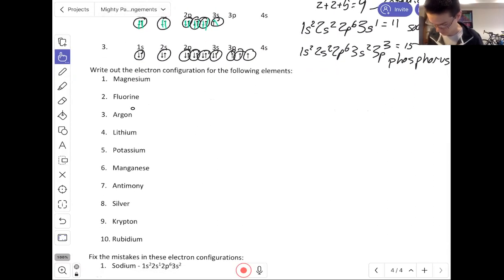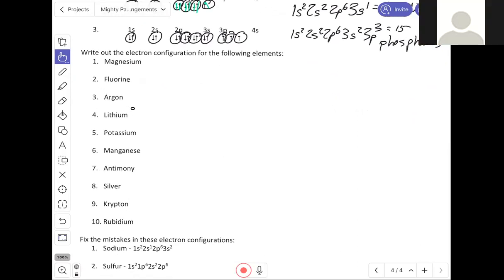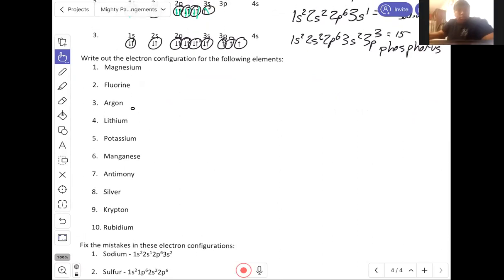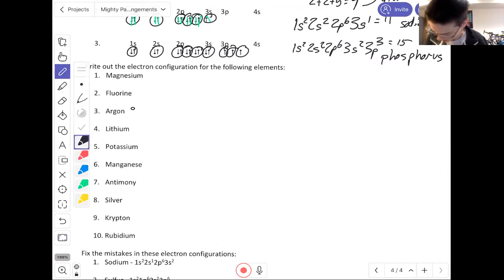So we need to practice some of these. To make things easier, I'm going to write down the atomic number for each of these elements, and then I'll flip it back to the patterns on the previous page so you don't have to skip back and forth, so that you can practice writing these out. So I would like to point out number 1 and number 6.